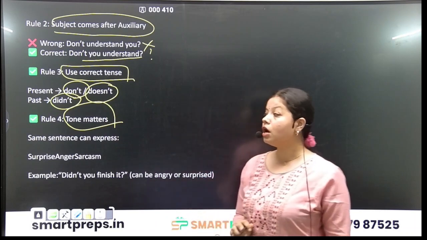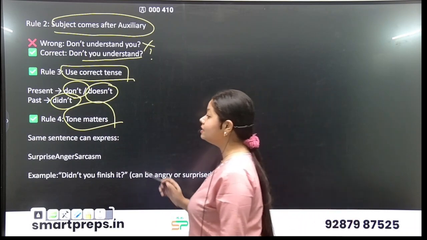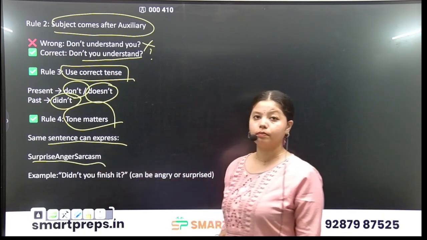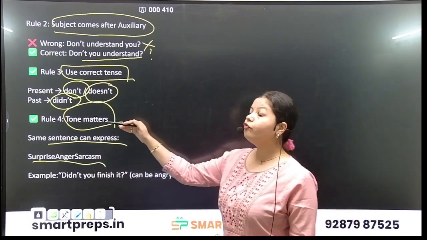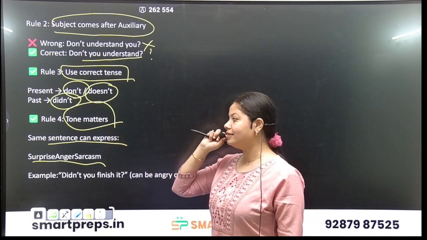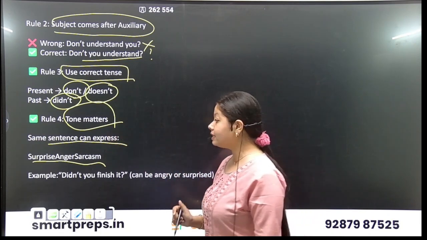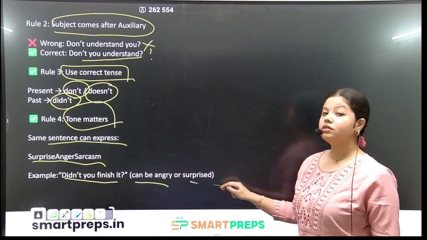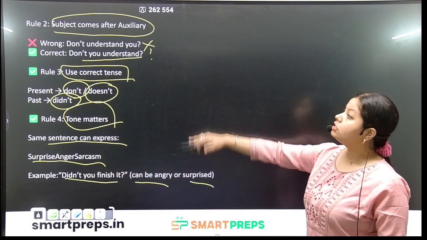Rule 4 is tone matters. Same sentence can express surprise, anger, sarcasm. Okay, so this is what? Rule 4, tone matters. Same sentence can express surprise, anger, sarcasm. For example, "Didn't you finish it?" can be angry or surprised. Okay, so these are what?